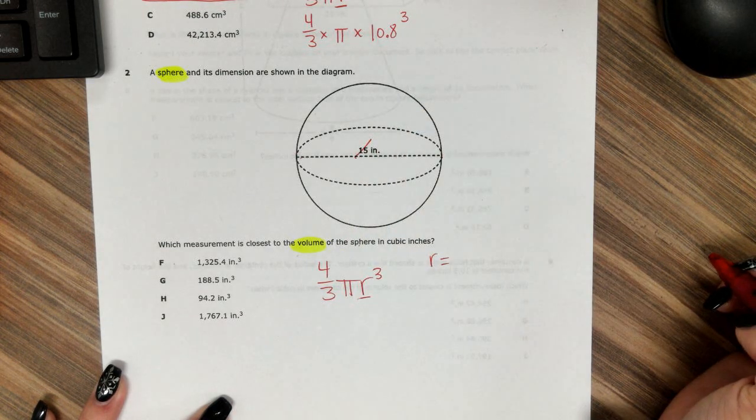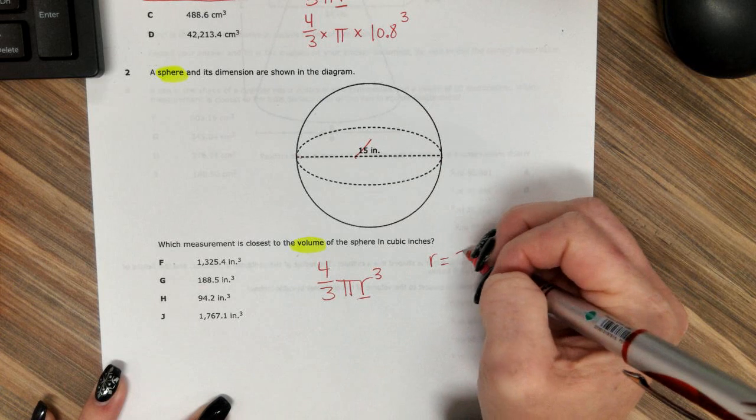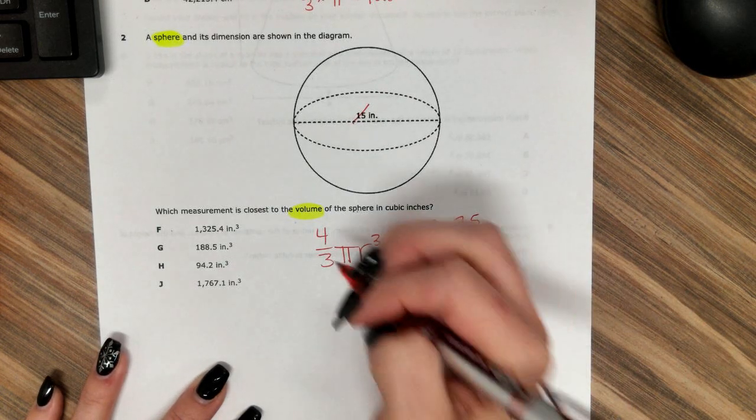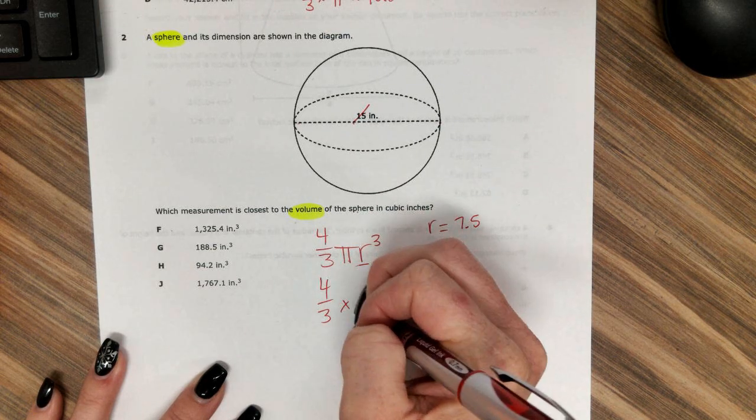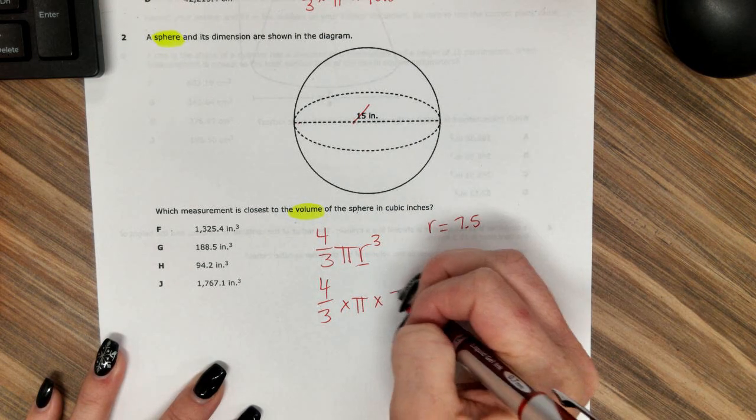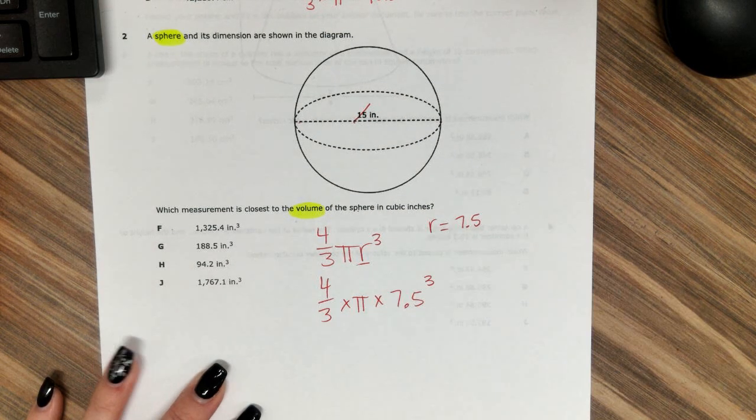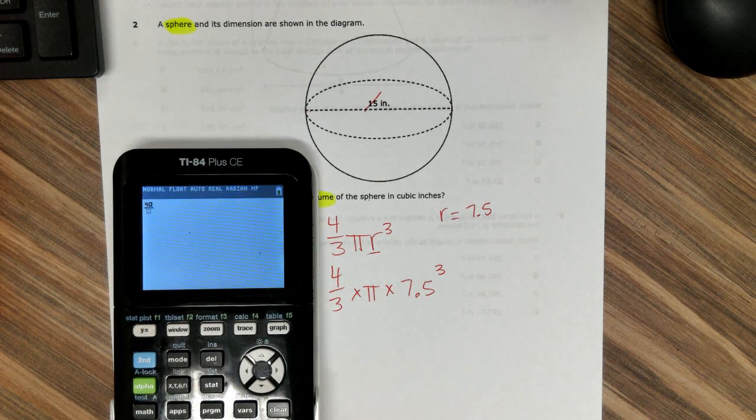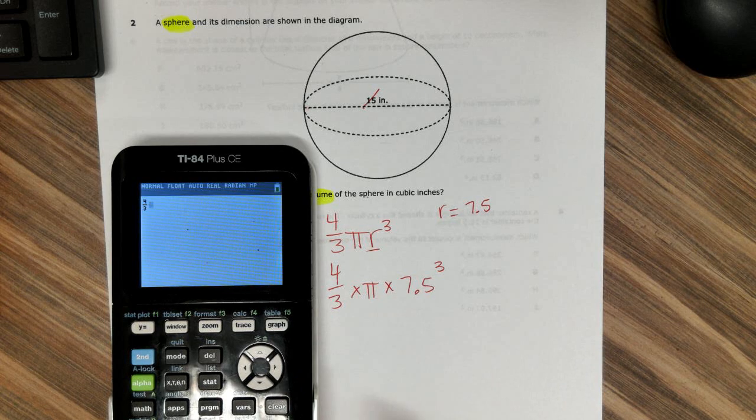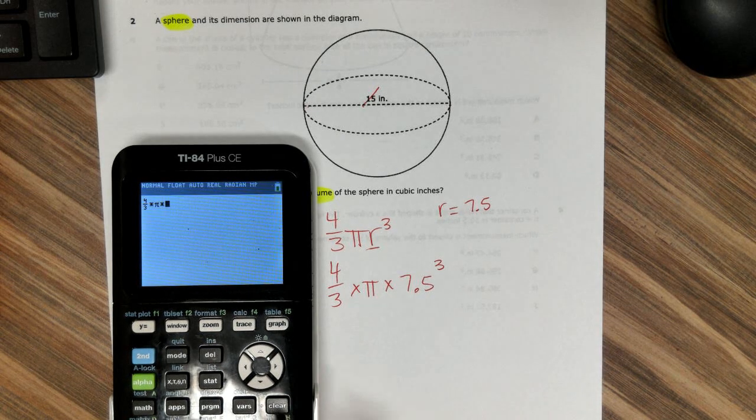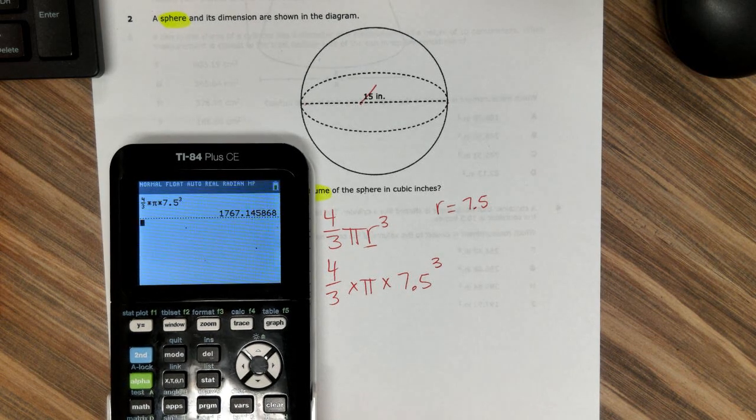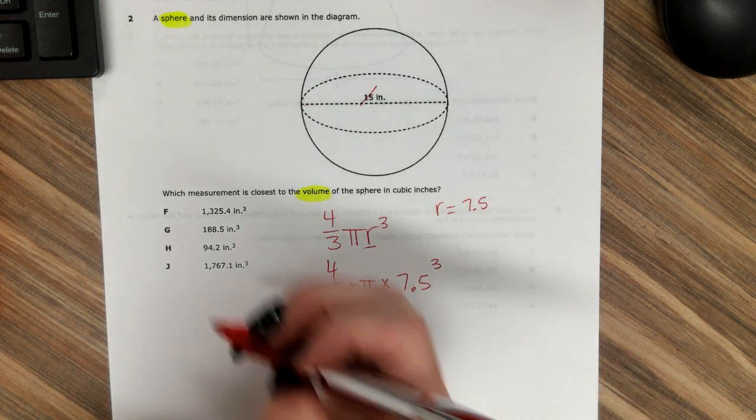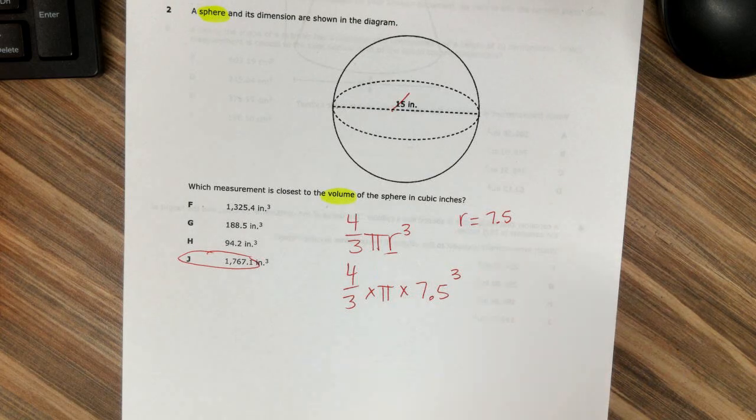15 divided by 2 is 7.5. So now I plug it in. 4/3 times pi times 7.5 to the 3rd power. And I go put that in my calculator. And the answer is 1,767. So the answer is J.